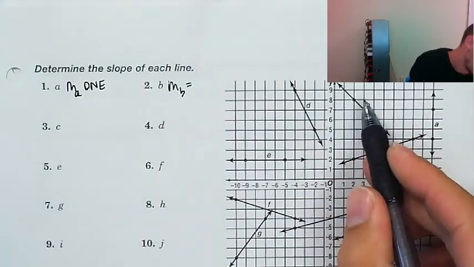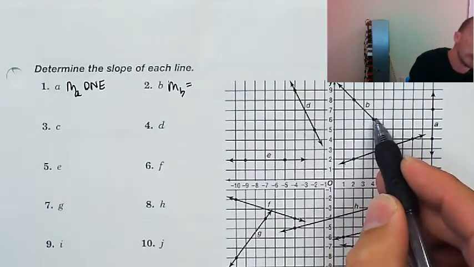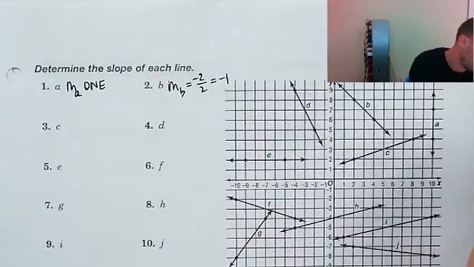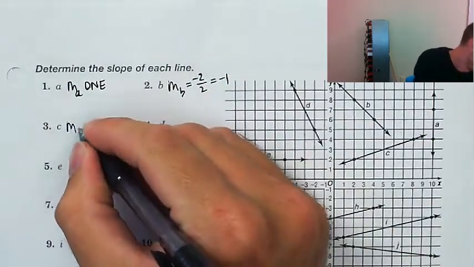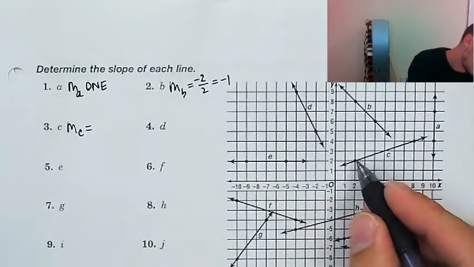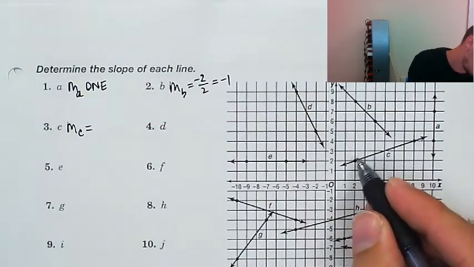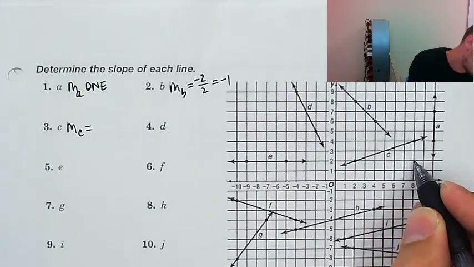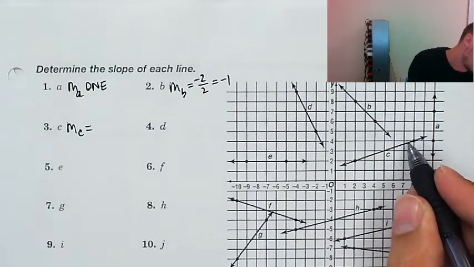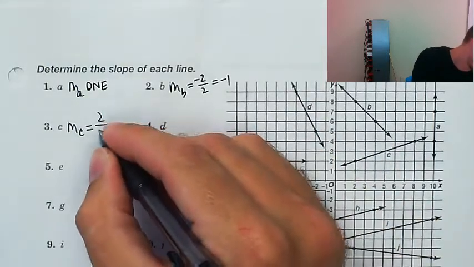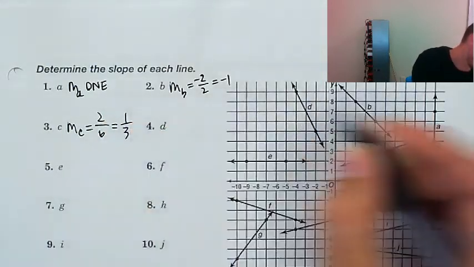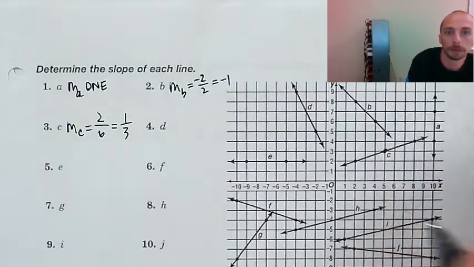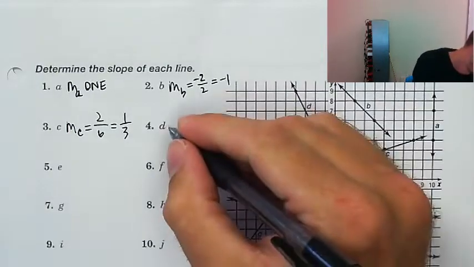It's over here. I rose negative 2 when I ran by 2. So that would be negative 2 over 2, which is negative 1. For slope C, that's right here. I rose by 2, went from 2 up to 4, when I ran by 1, 2, 3, 4, 5, 6. So it's going to be 2/6 or 1/3. And I'm seeing now that it did go through that grid spot right there. It wasn't as clear as that one right there where it was actually marked. Okay, slope D.